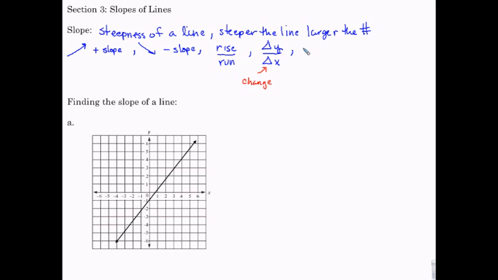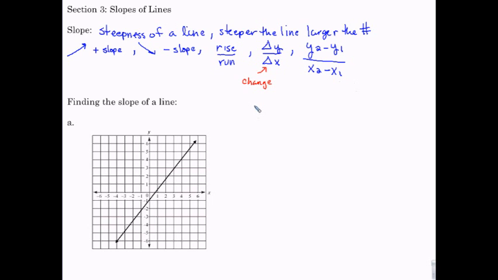Or you can have the formula for slope, which is y2 minus y1 over x2 minus x1. You could also do y1 minus y2 over x1 minus x2. It doesn't matter which points are 1s and which points are 2s. The only thing you can't do is 2 minus 1 up top and 1 minus 2 on the bottom. They have to be in the same order. The first point, whatever point you pick, minus the other point.